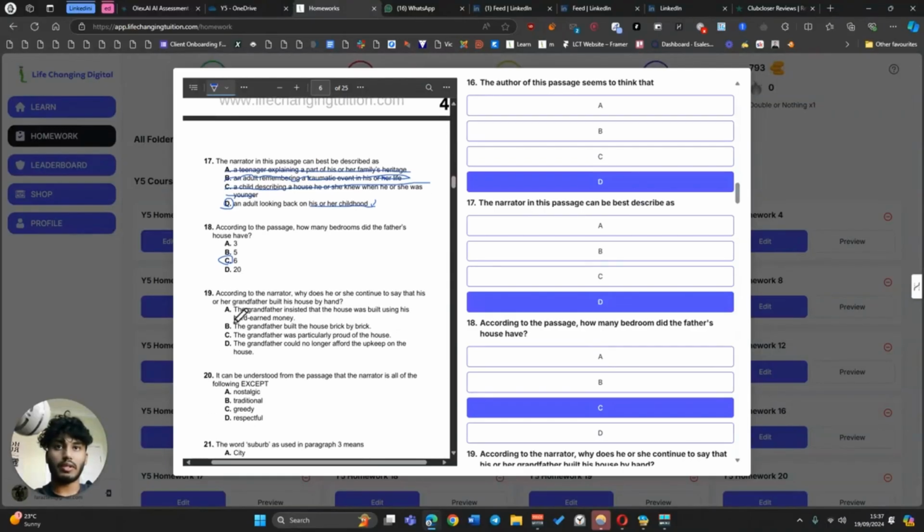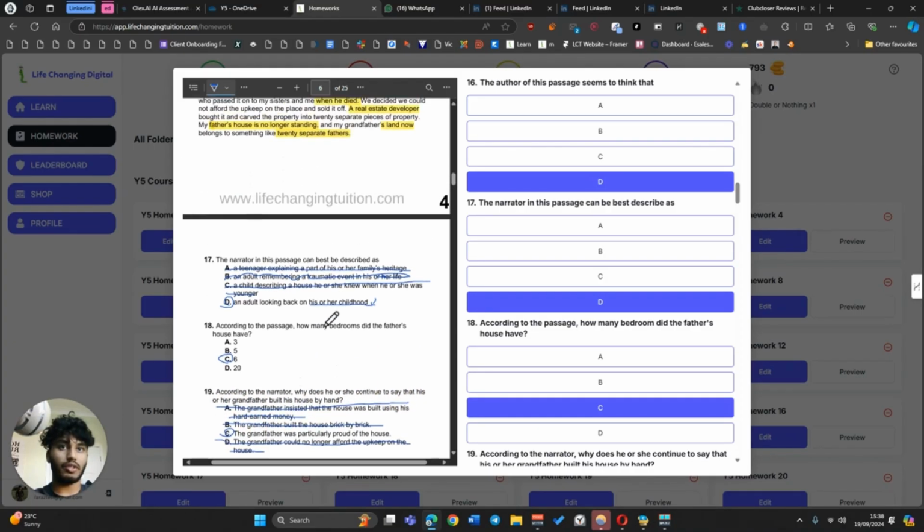And so question 19 here is that the grandfather insisted the house was built using his hard-earned money. Grandfather built the house brick by brick. We know he didn't actually literally do that. And the grandfather could no longer afford to upkeep the house. That is true, I believe, if we read onto the passage, but that's not why he's deciding to actually continue saying that it was built by hand. And again, it's not really option A here.